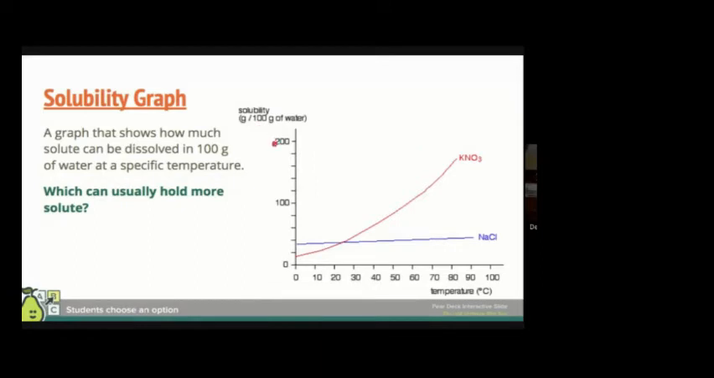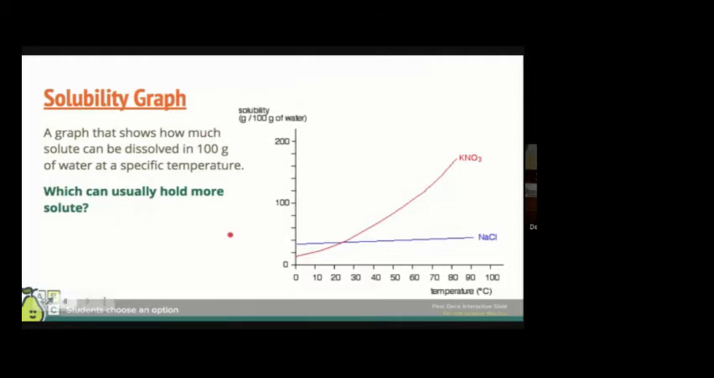And here I'm showing a graph of solubility. And this is called a solubility graph, or sometimes it's called a solubility curve. And it's very typical of these graphs to have the y-axis labeled in grams of solute per 100 grams of water. So if I had 200 grams of water, I'd be able to dissolve twice as much of the solute in it. What this graph is showing, though, is the relationship between that solubility and temperature. So temperature is on the x-axis. And you can see I have a question here for you.